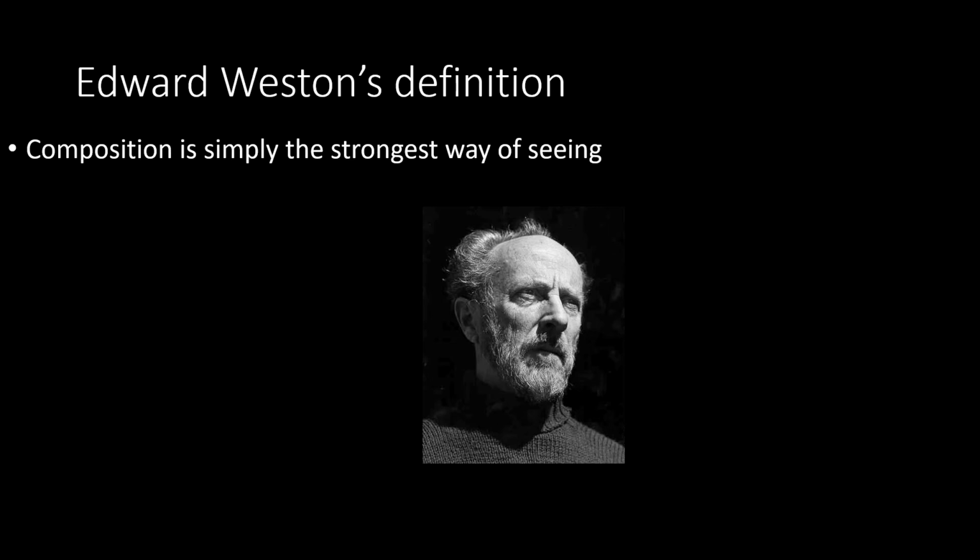And as you're examining the object, you say to yourself, better, worse, better, not so good, better, and then finally you're going to settle on one angle and one lighting and one everything. And that's the strongest way of portraying that object. And then you press the shutter button and you capture that, and you're taking Edward Weston's definition and you're saying, I have photographed this the strongest way of seeing.